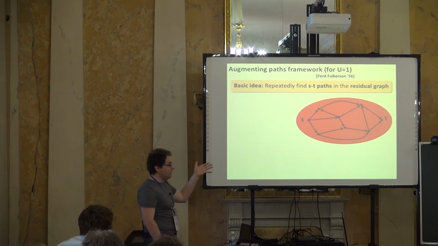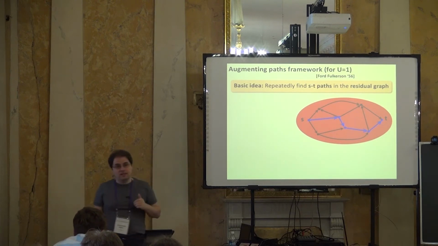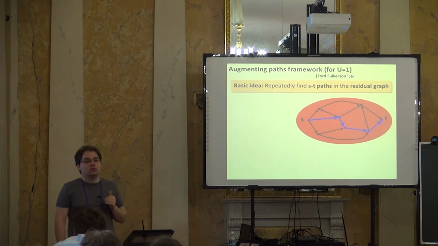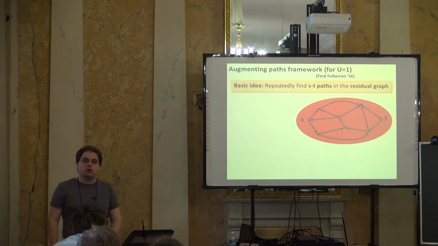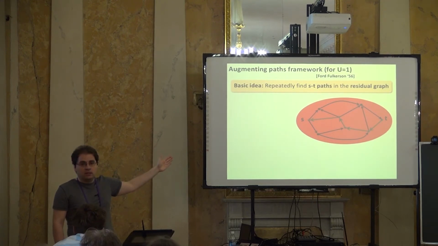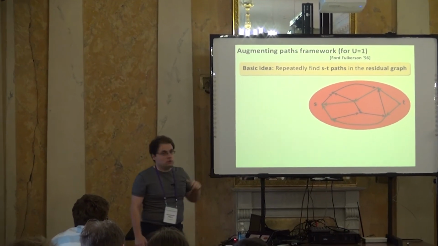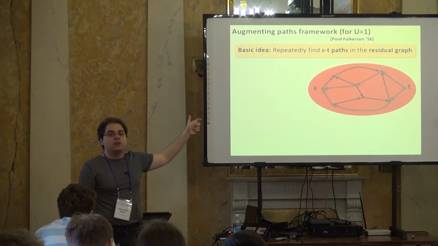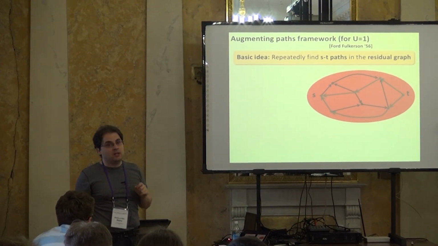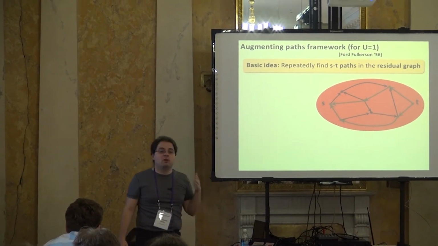I start from my original graph. This is my residual graph at the beginning. Now I find an s-t path, and I want to push flow along this path, which I denote by flipping the directions of the arcs on this path. This is now my new residual graph. And now I just repeat. I find an s-t path in this new graph, and I flip the directions of the edges on this new path, and it might unflip some already flipped edges. That's all fine, and I keep doing it until I cannot find an s-t path in the residual graph anymore.